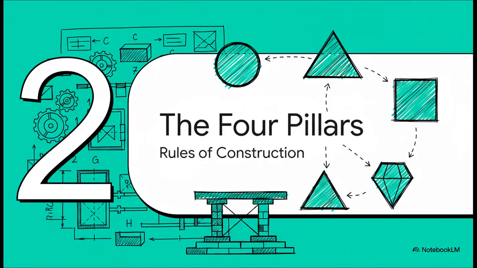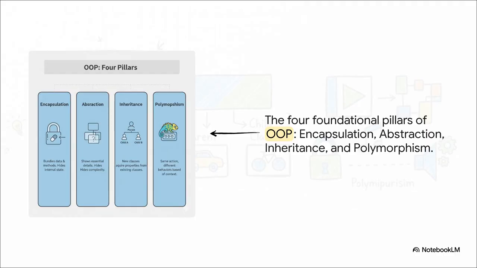So, if classes and objects are the materials, what are the rules of construction? That's where the 4 pillars of OOP come into play. And trust me, these aren't just buzzwords. These are the core principles that make this whole system so organized, efficient, and incredibly powerful. You can almost think of these 4 pillars as superpowers for our code. We've got encapsulation, abstraction, inheritance, and polymorphism. Each one solves a very specific kind of problem, and together, they help programmers build software that's reliable and can grow without collapsing. So let's break them down one by one.